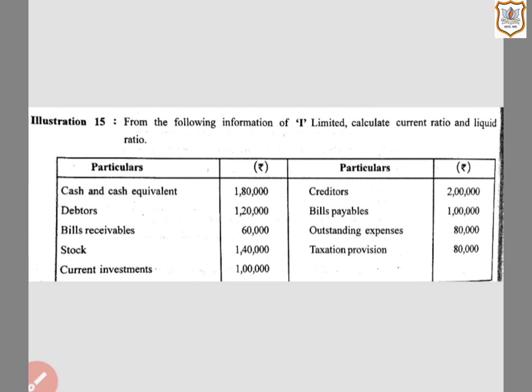Now let us see illustration 15 of your textbook. Here is the illustration. From the following information of I Limited, calculate current ratio and liquid ratio. So here informations are given. First is cash and cash equivalent 1,80,000, debtors 1,20,000, bills receivable 60,000, stock 1,40,000, current investment 1 lakh, creditors 2 lakh, bills payable 1 lakh, outstanding expense 80,000, taxation provision 80,000.